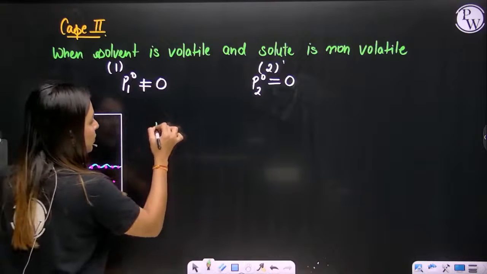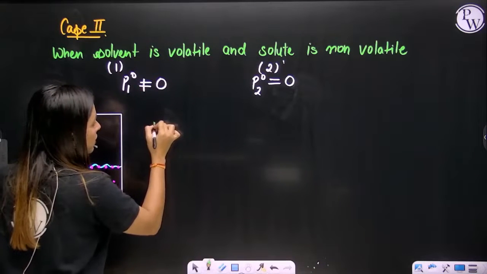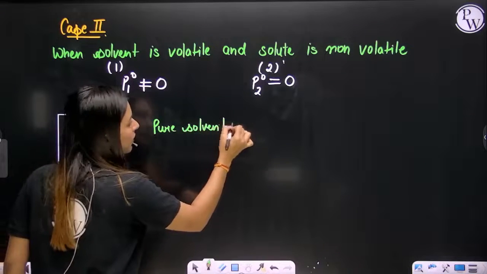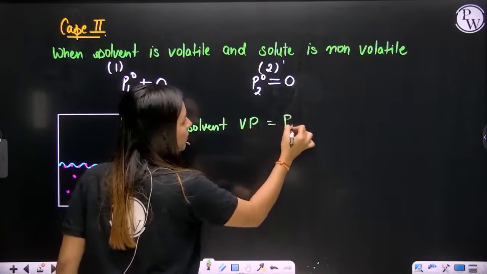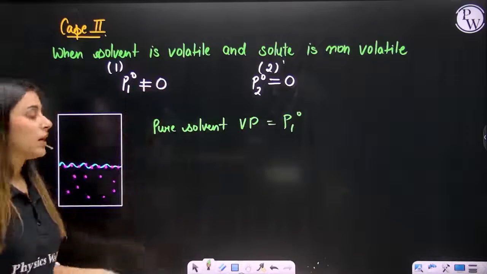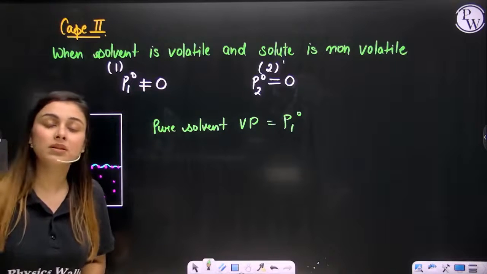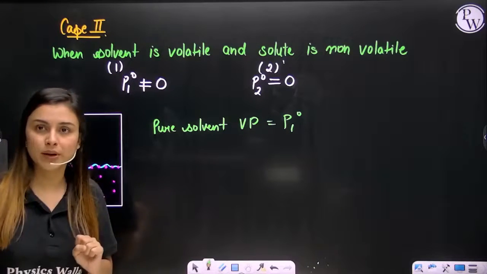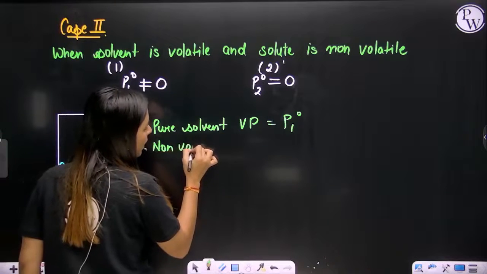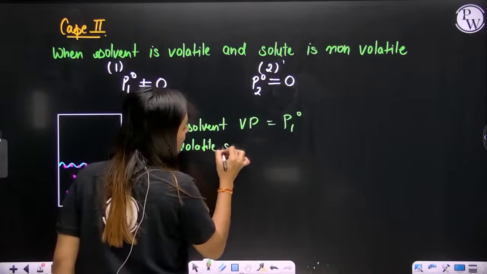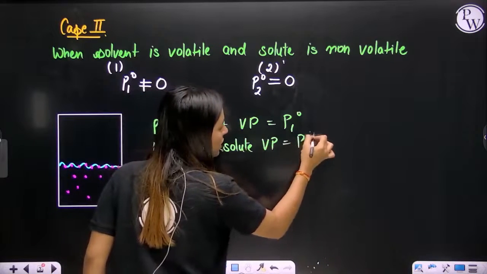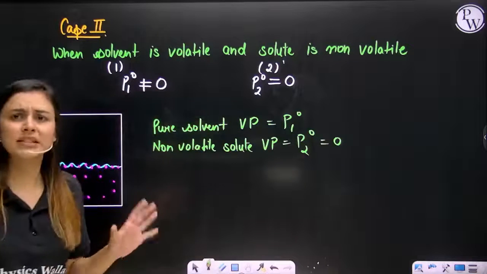Now, what you need to understand here is that imagine initially you had a pure solvent, right? Yes, then the pure solvent vapor pressure would be P1 naught. Pure solvent's vapor pressure would be P1 naught. You added some non-volatile solute to it. You know that the non-volatile solute's vapor pressure, which is P2 naught, will be equal to 0. I hope this is clear with you.